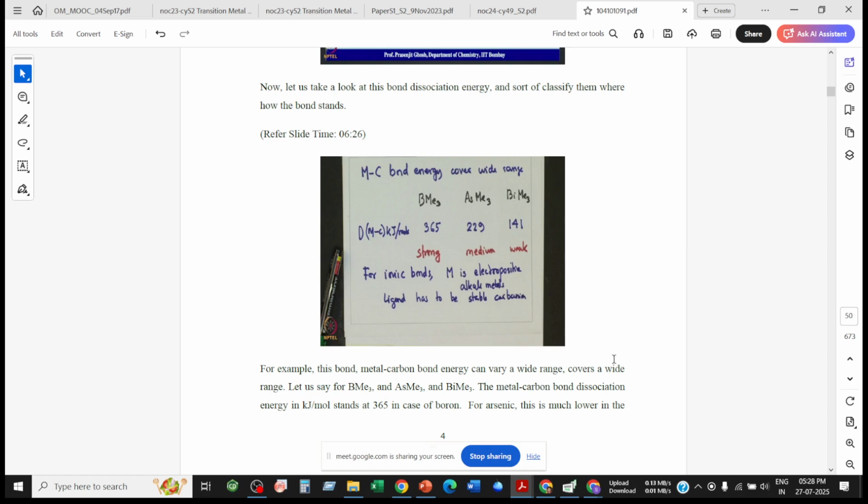Here you can see that the metal carbon bond energy covers a wide range. You can see boron, trimethyl arsenic and bismuth. Going down the group, for the same ligand system, the bond dissociation energy decreases.